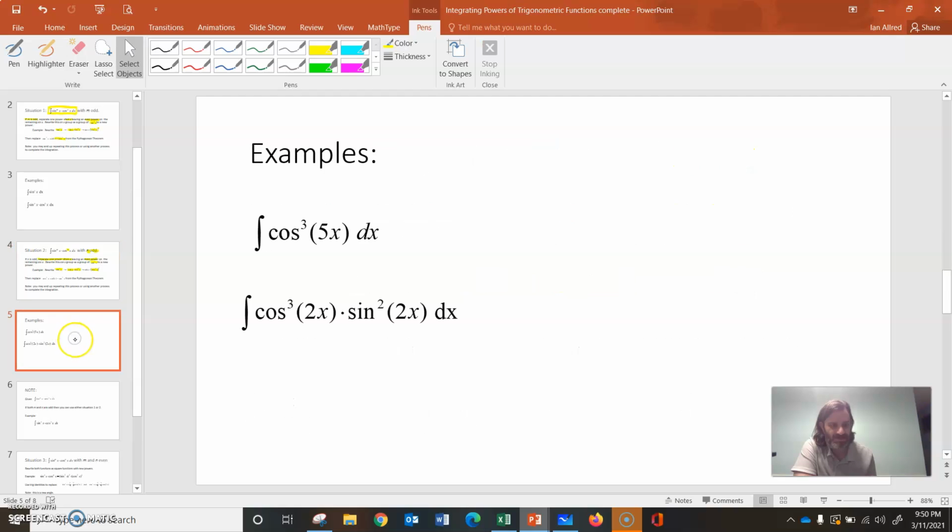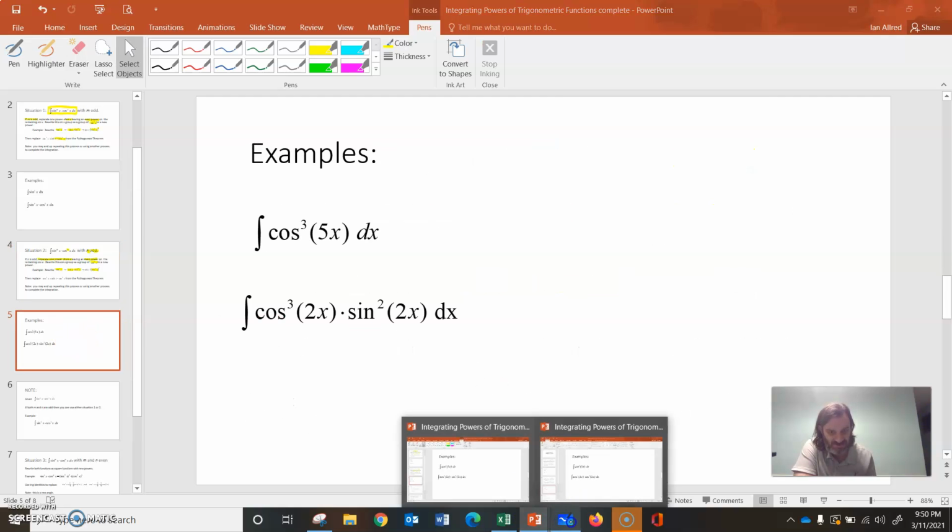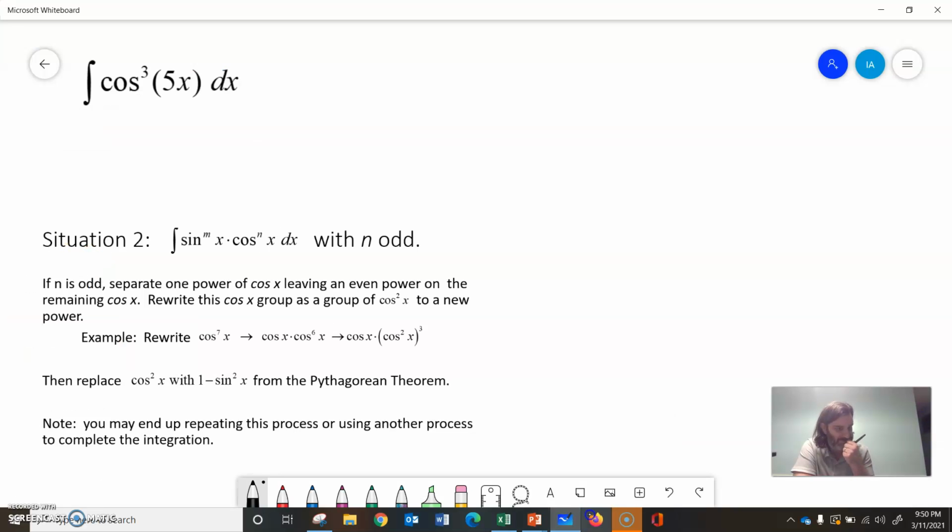Okay, so let's see our examples here. I'm going to try and have some that use a little bit more U substitution. So we're going to integrate cosine cubed of 5x. Okay, so just making sure you're okay with what's happening here. So what does that mean? This is cosine 5x times cosine 5x times cosine 5x.